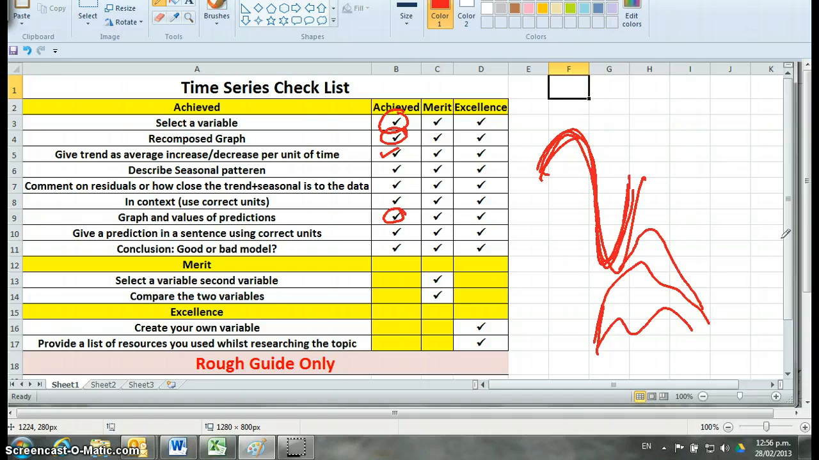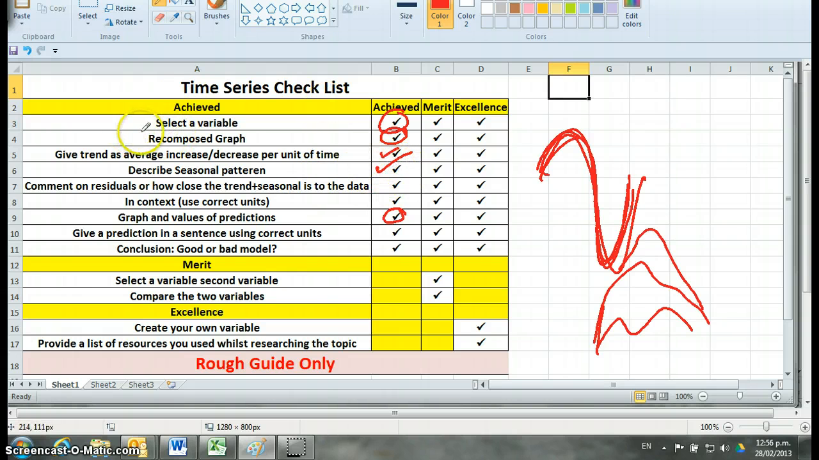There is a seasonal pattern, for example. So that's cool. There is a clear seasonal pattern. There is not a clear seasonal pattern. That's all we need for achieved. Comment on the residuals or how close the trend and seasonal is to the data.